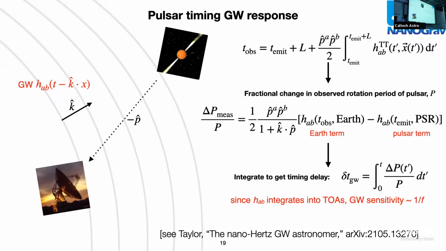is seeing. And so if we're integrating this thing over time, and this delta P over P is proportional to h, then what you find is that this delta t is proportional to h divided by the frequency of the gravitational wave squared. So delta t is proportional to the strain amplitude of the gravitational wave divided by the frequency of the wave that we're looking at.